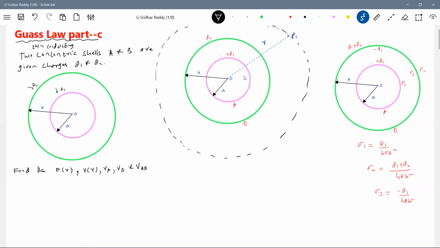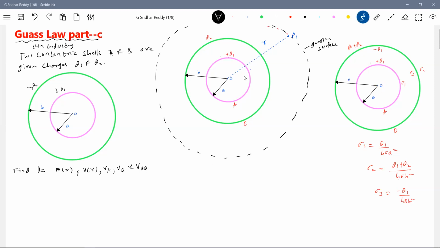What is this? This is a Gaussian surface. And look at that. These are symmetric charges. The charge is distributed symmetrically. Then the whole charge plus Q1 on shell A will appear at center. Even this also appears at center. Now I look at this and draw it. Okay, there also no problem. Plus Q1, minus Q1, Q1 plus Q2. How much net charge at center? It will be Q1 plus Q2.